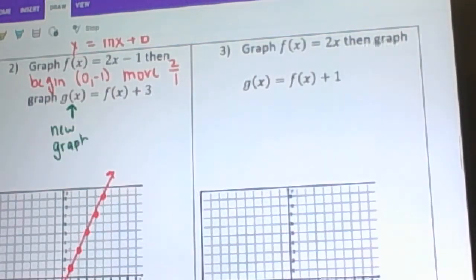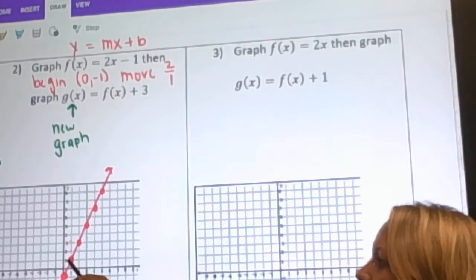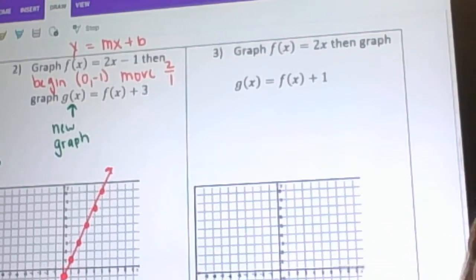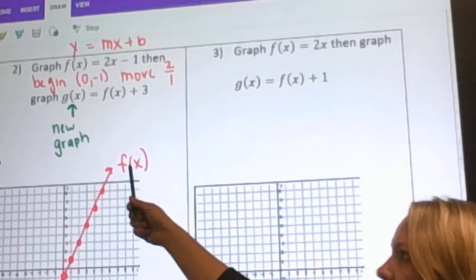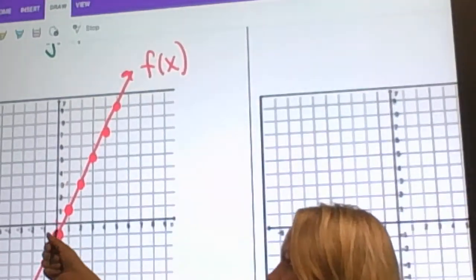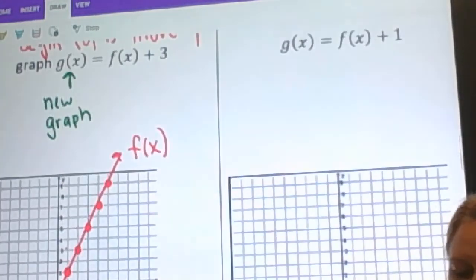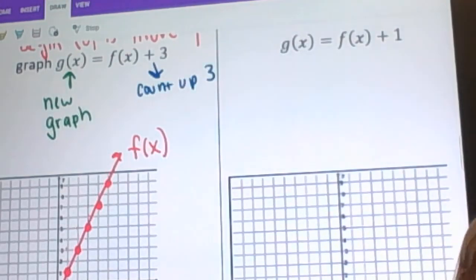Alright, so for this one, I started at -1, up 2 over 1. And then, maybe I'll go ahead and label it. That was the original that we called F. So you start at, no, you start at +3. No. You go up 3 from where you were last time. I'm going to count up 3. It's not a location, it's a movement. So I count 1, 2, 3, and actually I'm at a 2 at that point, not a 3.